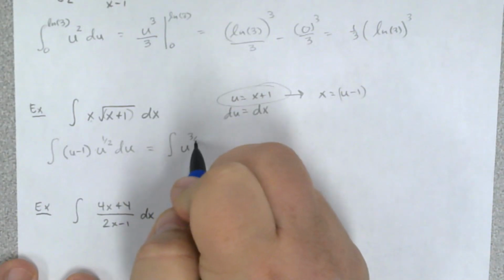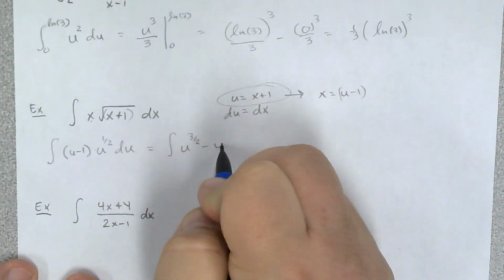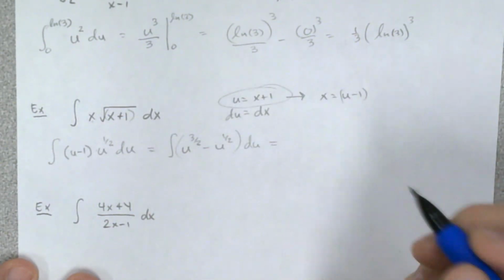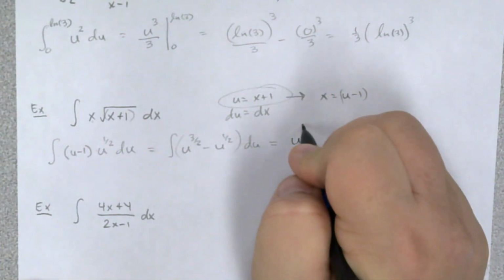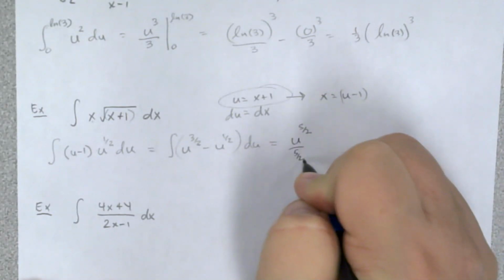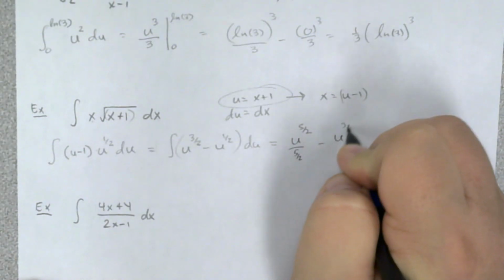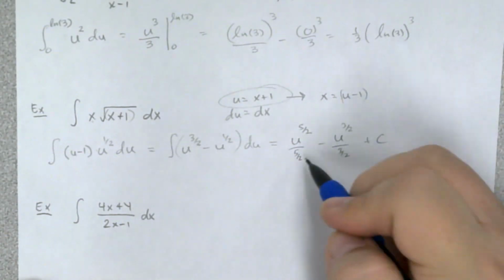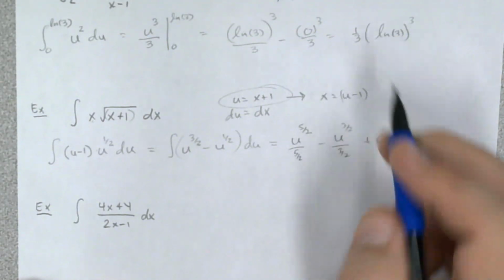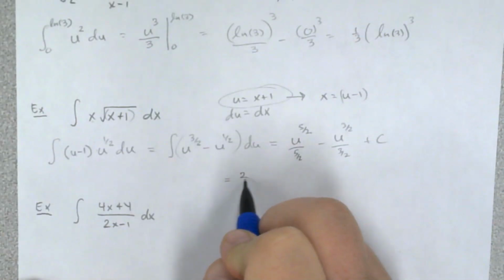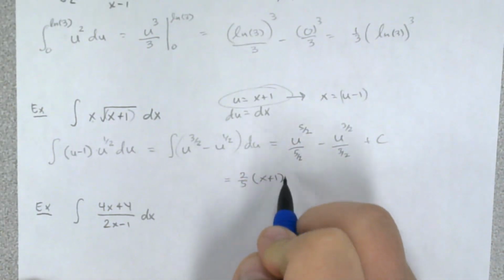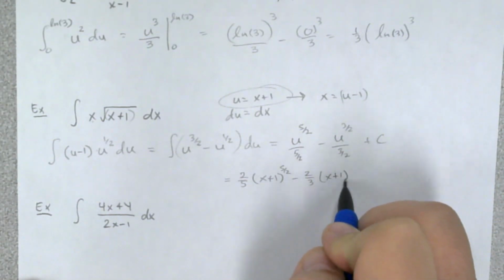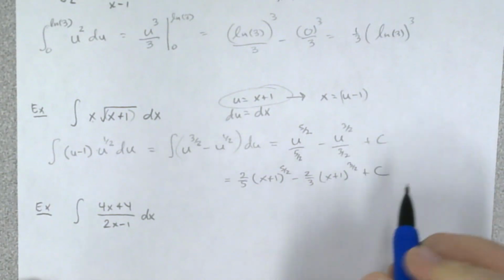u to the 3/2 minus u to the 1/2 du, and then I can integrate this quantity right here. So raise the power 1 divided by the raised exponent, raise the power 1 divided by the raised exponent, plus a constant. So I'm going to flip these over and put back the u. So this final answer here then is going to be 2/5 (x plus 1) to the 5/2 minus 2/3 (x plus 1) to the 3/2 plus a constant, and there you go.